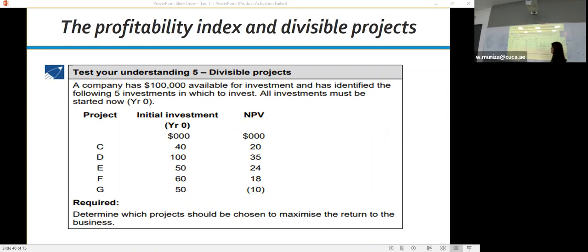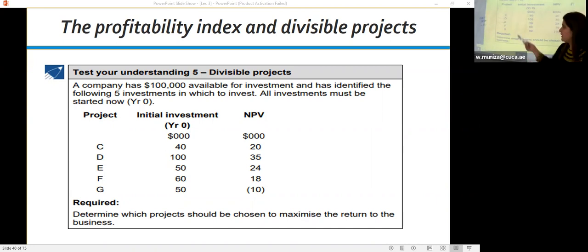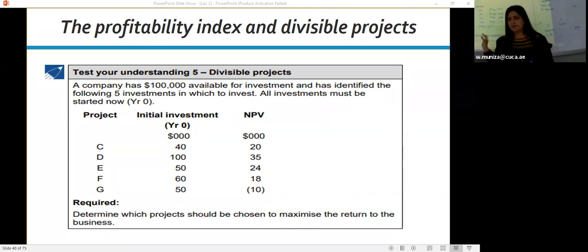Got it? This determines which projects should be chosen to maximize the return to the business. Now, this is the case for divisible projects. If the projects are not divisible, that last 10,000 would have been lost to us. Got it? This is the major difference between divisible and indivisible projects. The last amount will be 0 because we just assume that it will give us an inflow equal to the cost of capital, so it is going to be lost. Got it?